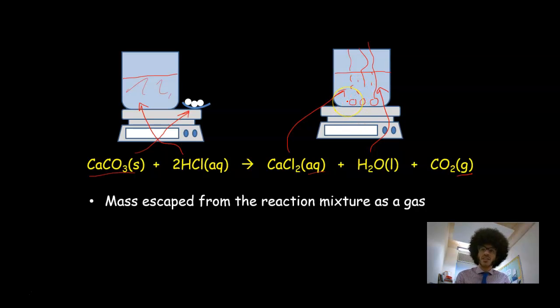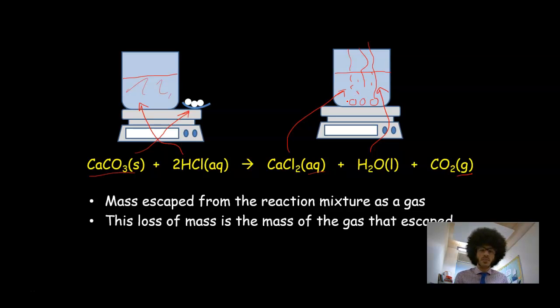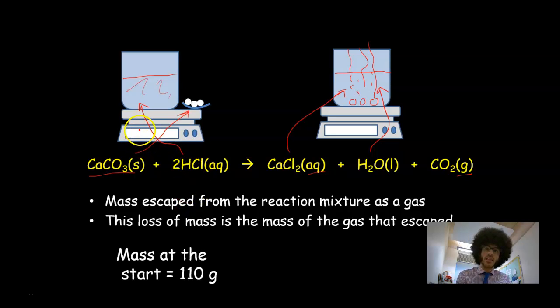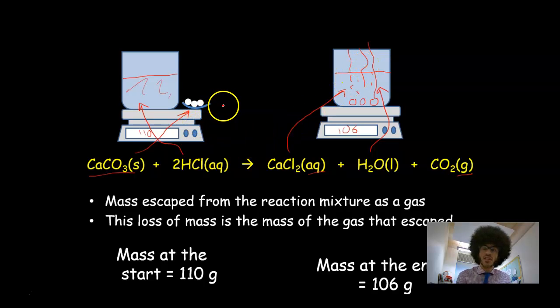Now, the mass escaped from the reaction mixture as a gas, and it's that mass that's escaped which accounts for the change in mass on your balance. If you remember, at the beginning on the balance it said 110, and at the end of the reaction it said 106. So that difference in mass is the mass of that carbon dioxide, and to work out how, you just have to take away one from the other. So it's 110 take away 106, and that gives me 4 grams. That is your mass of carbon dioxide gas.